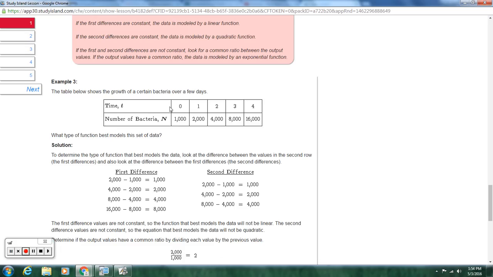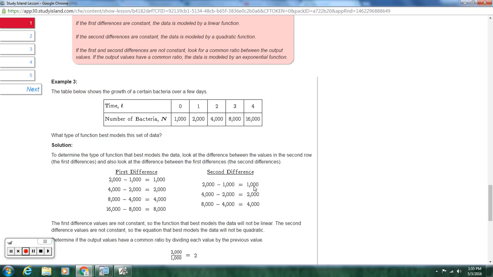Remember when we looked at these tables, and I tried to put this up here to give you a hint, and we said the first difference, when we subtract these numbers, 16,000 minus 8,000, gives us 8,000. 8,000 minus 4,000, does that give us 8,000? No. So they did all these down here. Are those first differences the same? No, they're not the same number. So it's not linear.